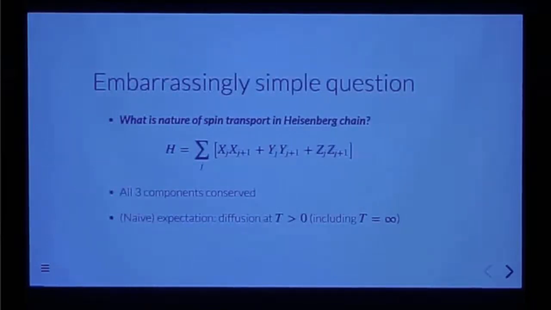Okay, so what I like about this problem is that it's really simple to state. It's an embarrassingly simple problem. You take something like a Heisenberg spin chain, spin 1/2, higher spin, classical, we'll talk about that as well. And you ask, what's the nature of spin transport in that system? At finite temperature, or infinite temperature, which is what we'll focus on most of the time in this talk, all three components of the spin are conserved. Your default expectation would be that spin diffuses at finite temperature and at infinite temperature.